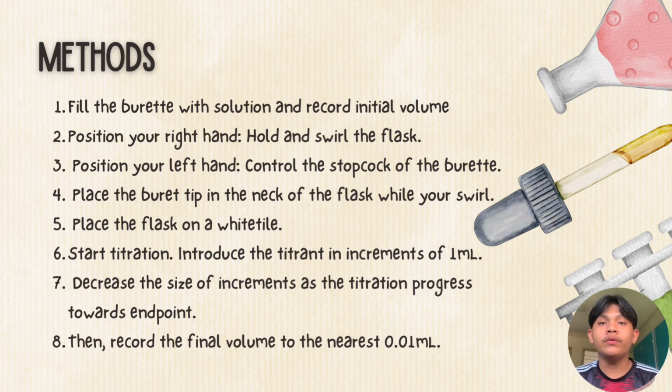The first one is we need to fill the burette with the solution and record the initial volume. Our right hand holds and swirls the flask, while with the left hand we control the stopcock of the burette. After that, we need to place the burette deep in the neck of the flask while we swirl. And we can place the flask on a white tile. After that, we can start the titration. Introduce the titrant in increments of 1 milliliter. Decrease the size of increments as the titration progresses towards the endpoint. And lastly, we need to record the final volume to the nearest 0.01 milliliter.